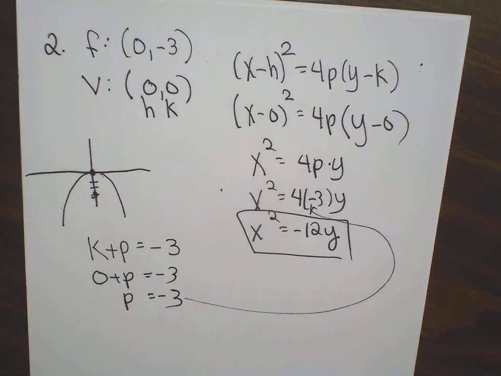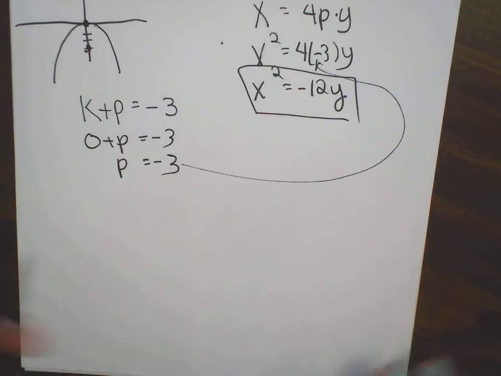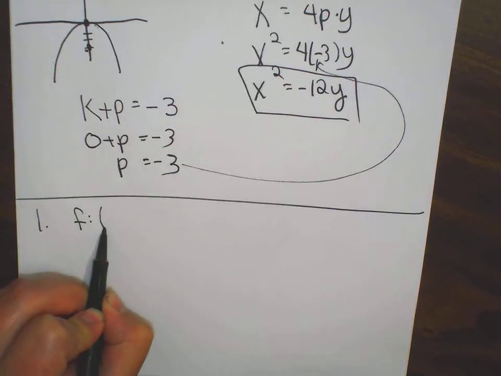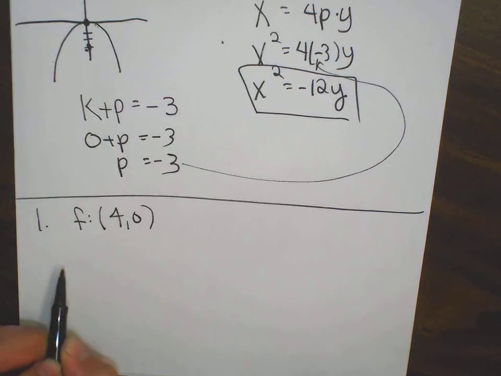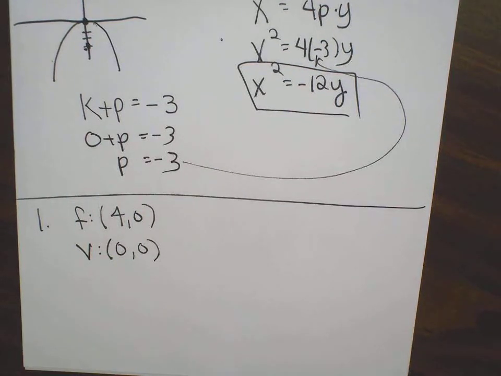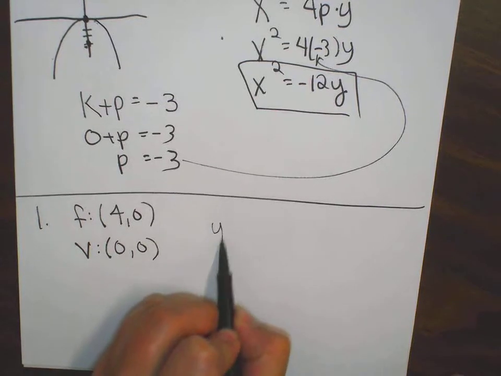1 and 3. Okay. Should we just do them? Okay. Number 1, we have our focus at (4, 0) and our vertex at (0, 0). What's the first question we ask ourselves? x or y dominant? Who's doing all the changing? Who's doing the work? The x's. So who's bossing them around to make them work? The y's. So is this x dominant or y dominant? Y dominant.